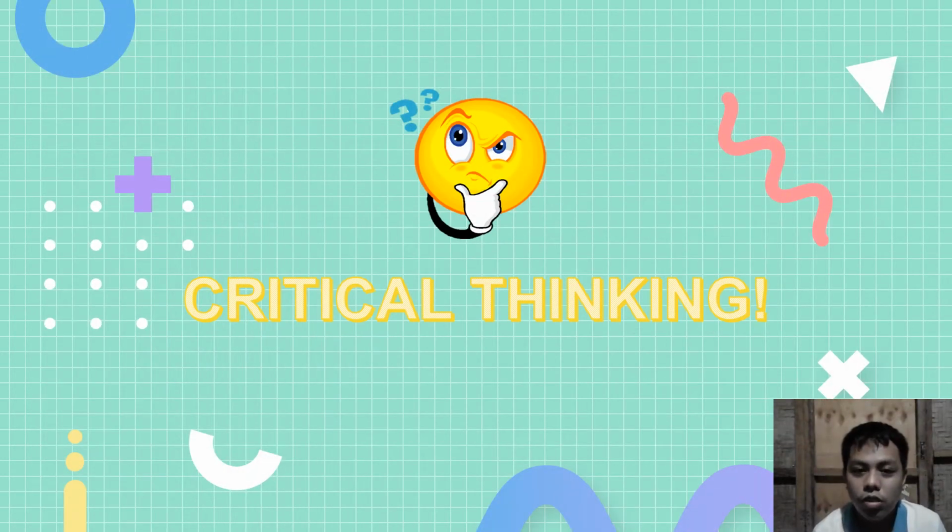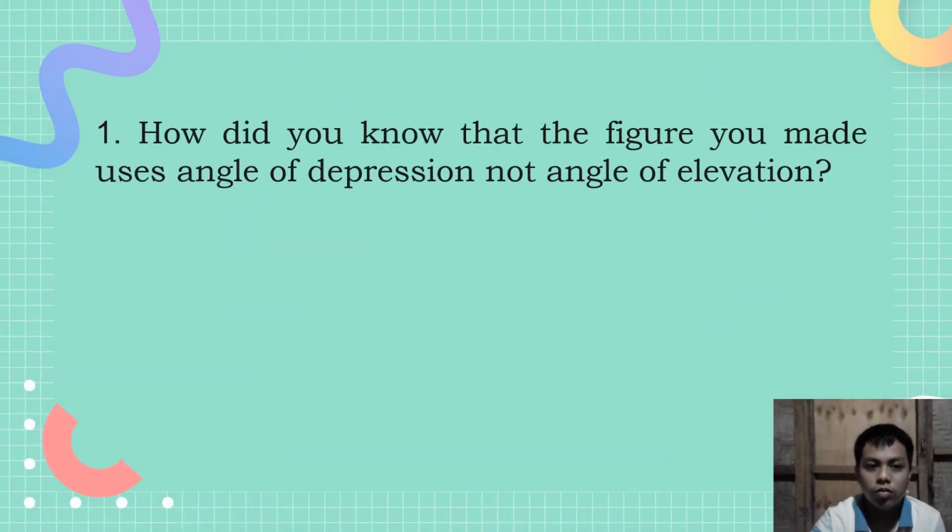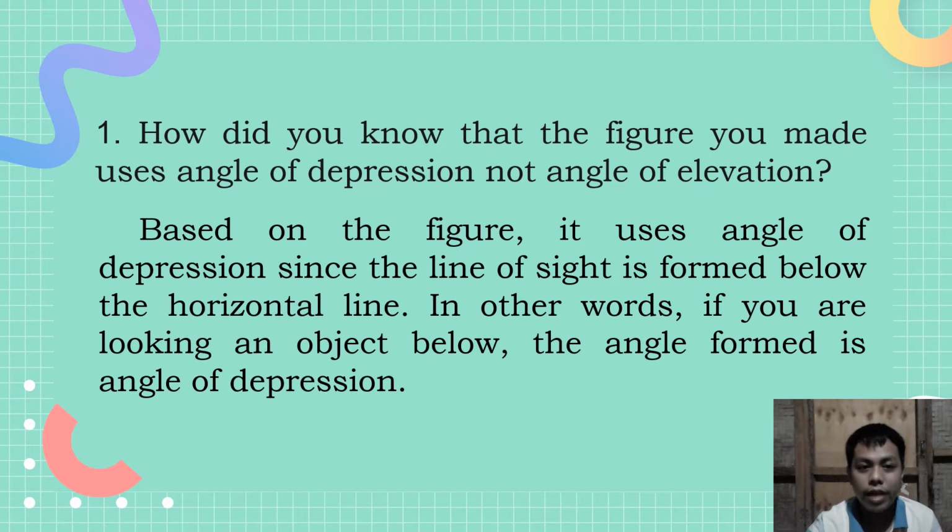Now let's proceed to critical thinking. Question number 1. How did you know that the figure you made uses angle of depression, not angle of elevation? Based on the figure, it uses angle of depression since the line of sight is formed below the horizontal line. In other words, if you are looking at an object below, the angle formed is angle of depression.